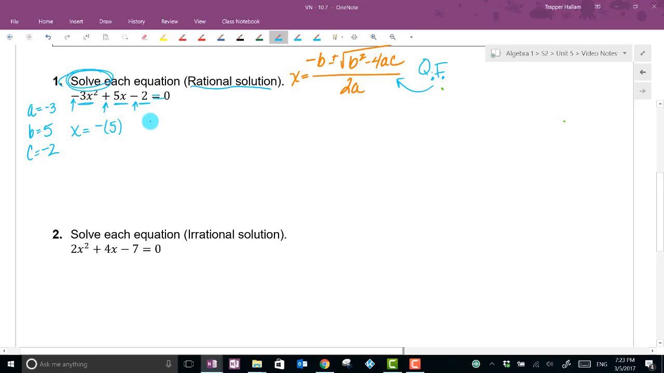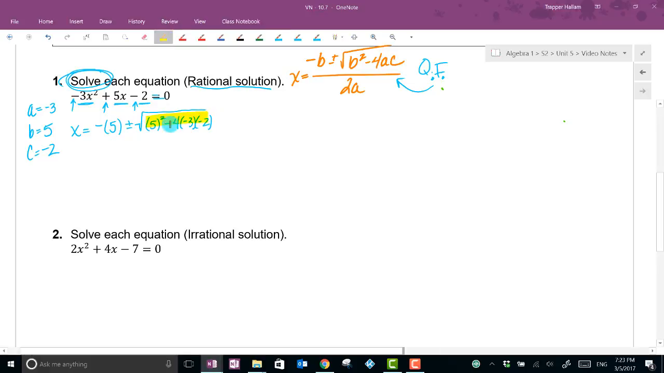I use parentheses anytime I plug a number in, and that makes sure that my signs are correct. Plus or minus, we've seen that with our square root solving. Let's make a nice long radical for us. Then it's b squared. Again, if this was a negative b, those parentheses would be key, because you would get a wrong answer if you didn't. Minus 4 times a, which is -3, times -2, which is our c value.